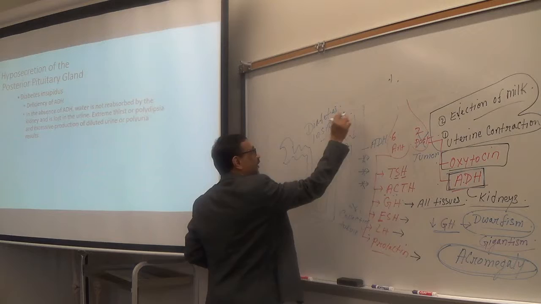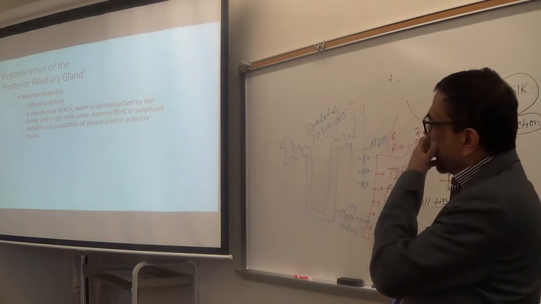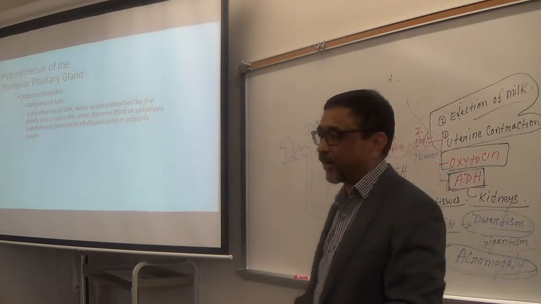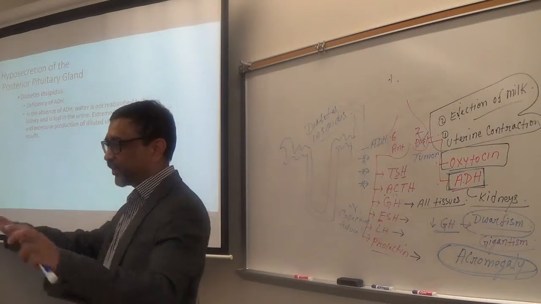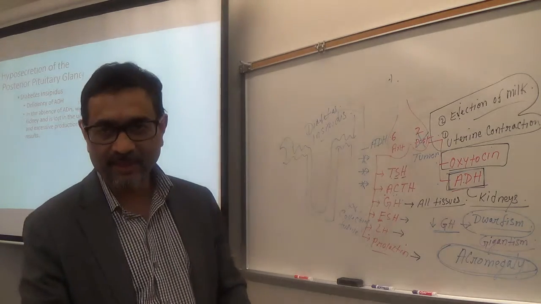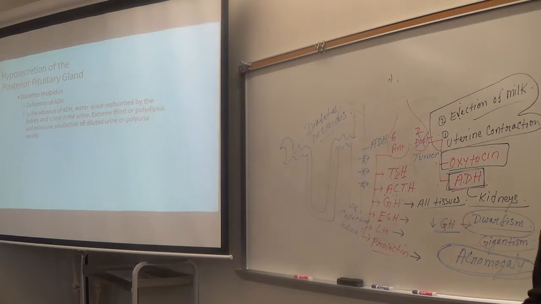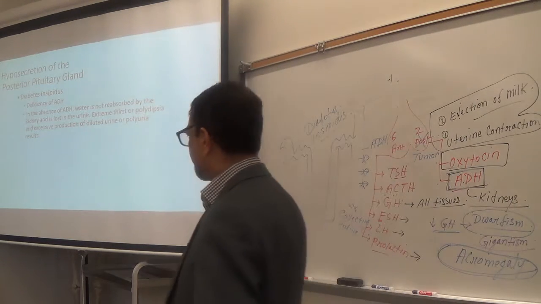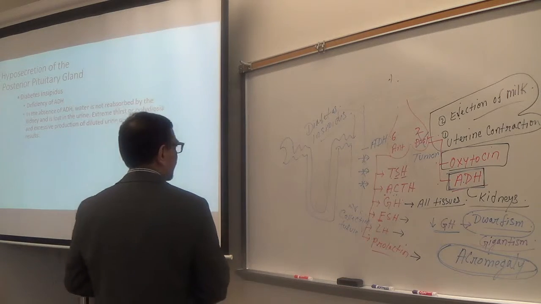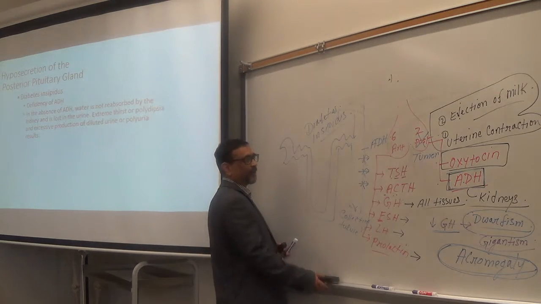Insipidus. It's not related to insulin or sugar. It has nothing to do with insulin or sugar. It is related to which hormone? Antidiuretic hormone, right? Less production of antidiuretic hormone will cause more production of urine. So that is another clinical condition related to the pituitary.